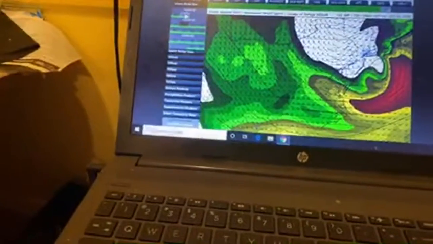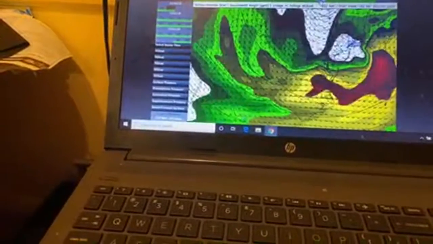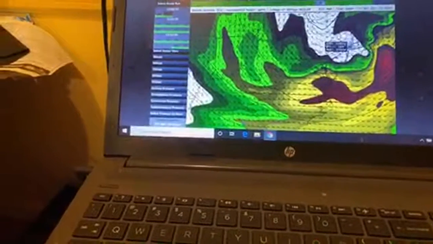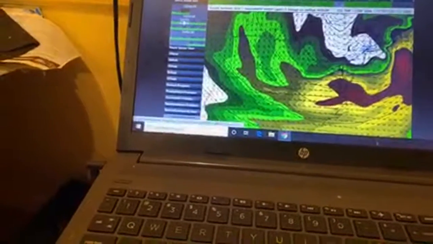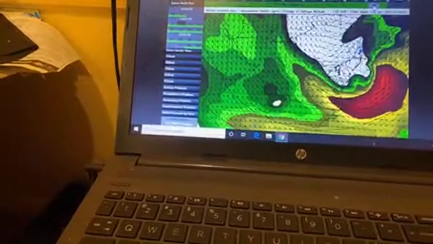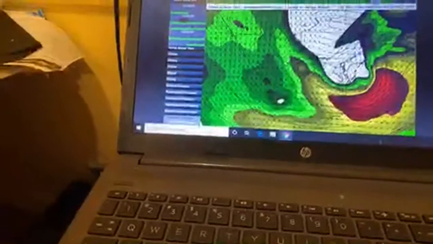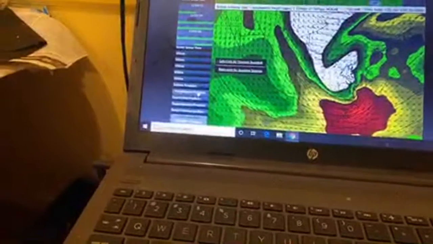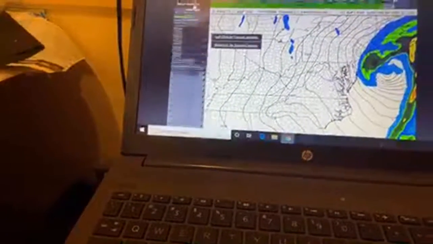Yet weaker and further north. So keep in mind, it forms off of northern New Jersey, while this run formed it off of the Delmarva, basically. So you're going to have a big difference in strength.